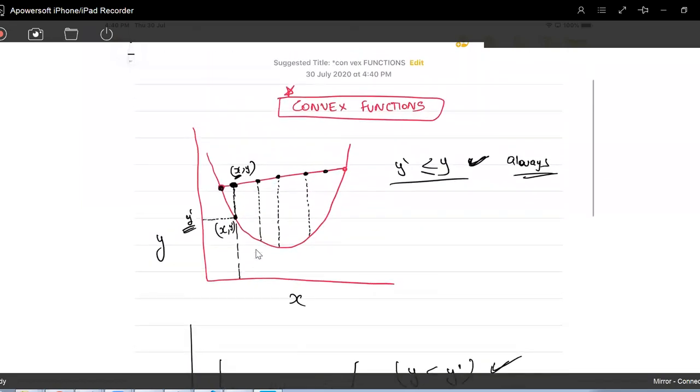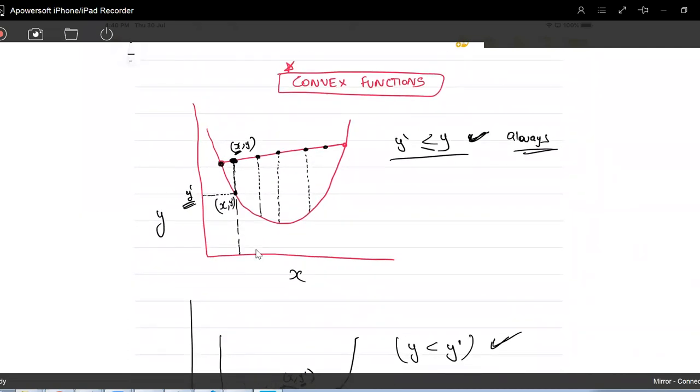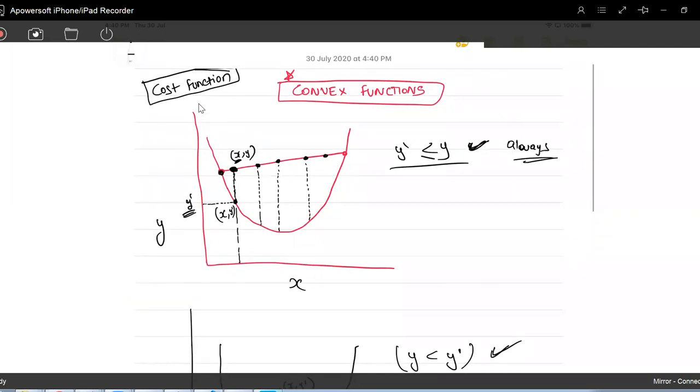Why am I telling you this? Because we studied the cost function last time. Can any one of you tell me what a cost function is? It is a function that measures the performance of the machine learning model. Yeah, correct.